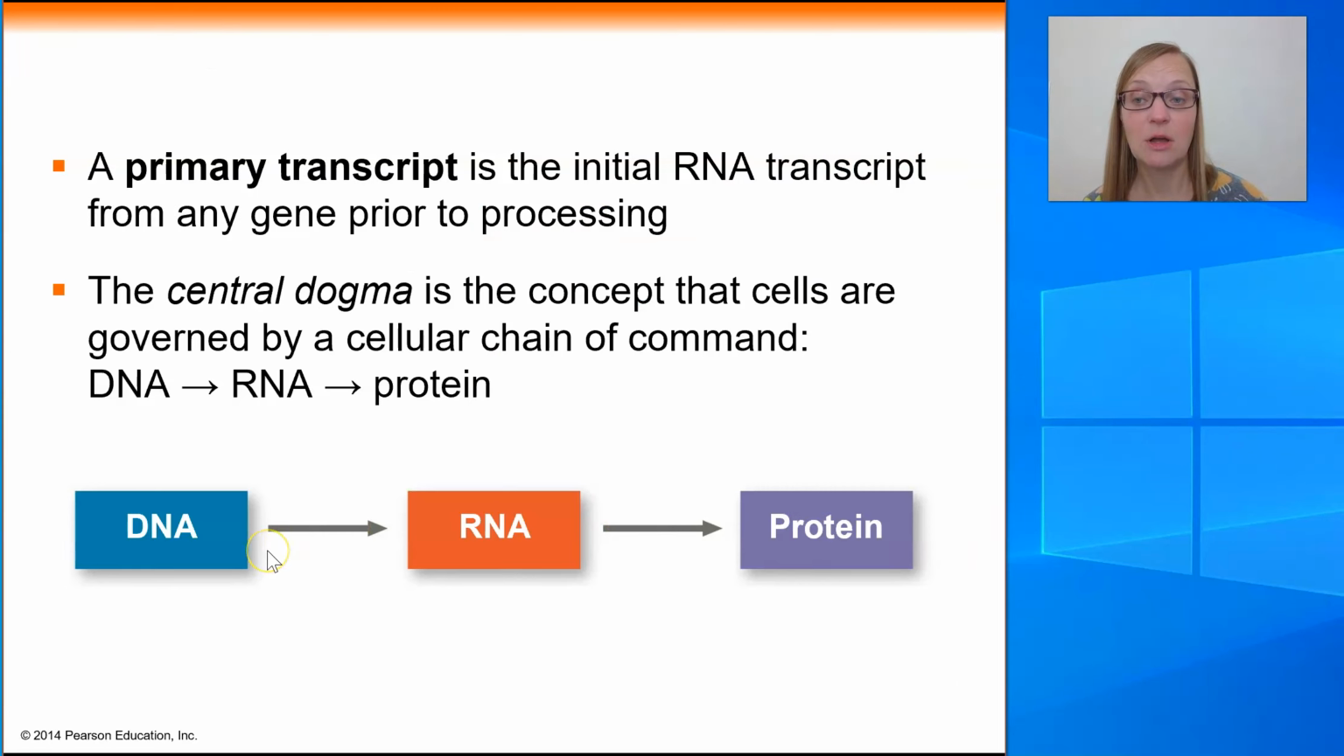All right, and so probably at some point, you've heard about the central dogma of biology, and this is the concept that cells are governed by a certain cellular chain of command. DNA stores the genetic information. That's then passed on to RNA. RNA carries that genetic information to the ribosome, where it can be made into a protein, the eventual product of the cell, right? So the central dogma: DNA to RNA to protein.